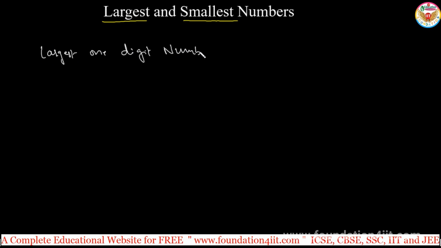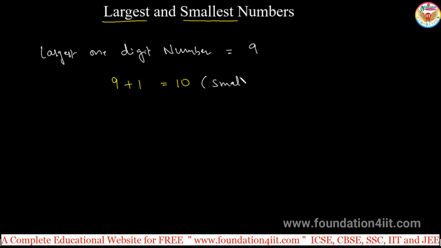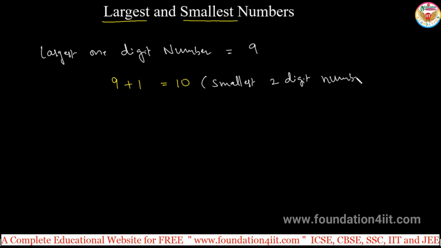The largest one digit number is 9. Now, if you add the number 1 to this, 9 plus 1, that is 10. Now 10 is the smallest two digit number. The smallest two digit number is 10 because two digit numbers start with 10, 11, 12.